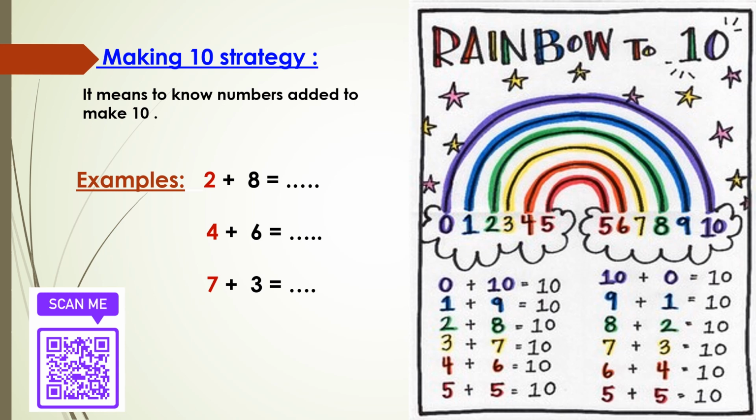Here we have 2 plus 8. Yeah, they are on the same line. 2 plus 8 equals 10. 4 plus 6 equals 10 also. 7 plus 3 equals 10.